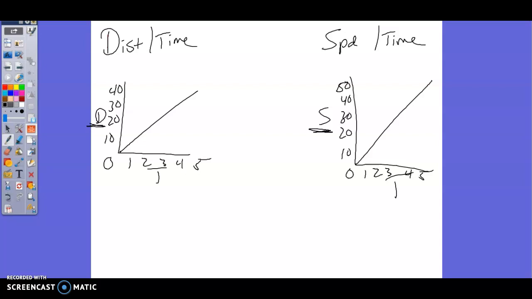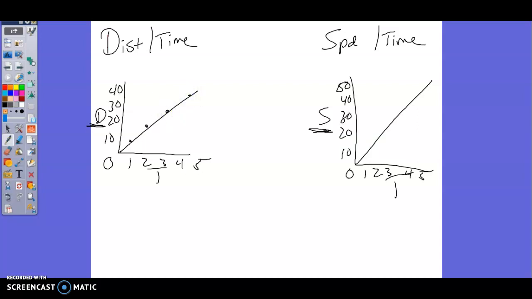It is increasing, but what else do we know about it? We call this a very specific type of graph. This thing is doing something very in particular. Is it? Let's find out if it's accelerating. So at 1, it's going 10, 2, it's going 20, 3, it's going 30, 4, it's going 40.